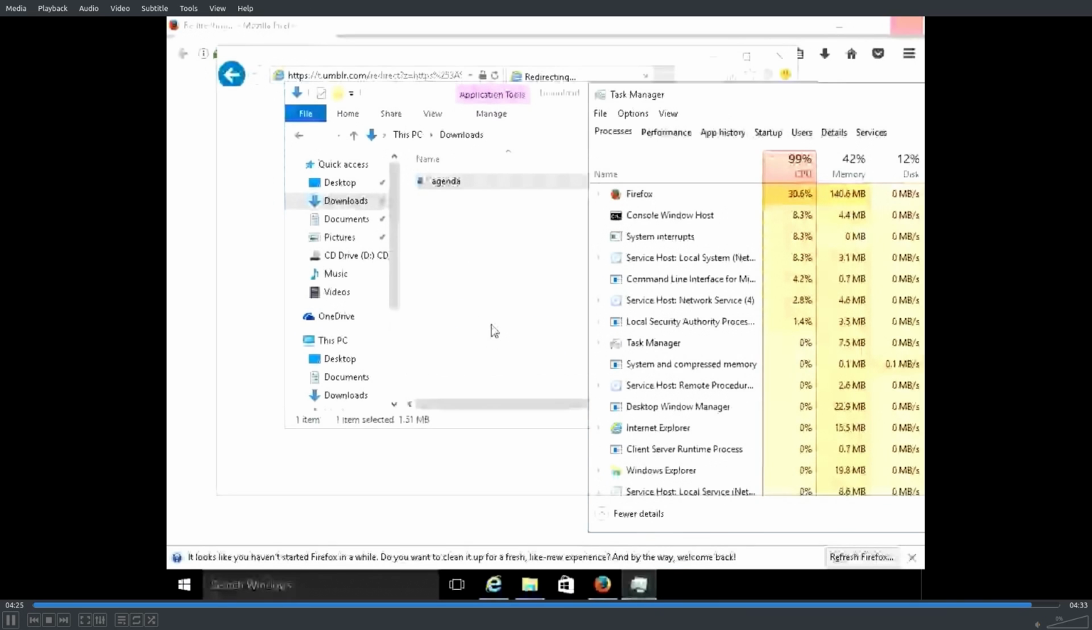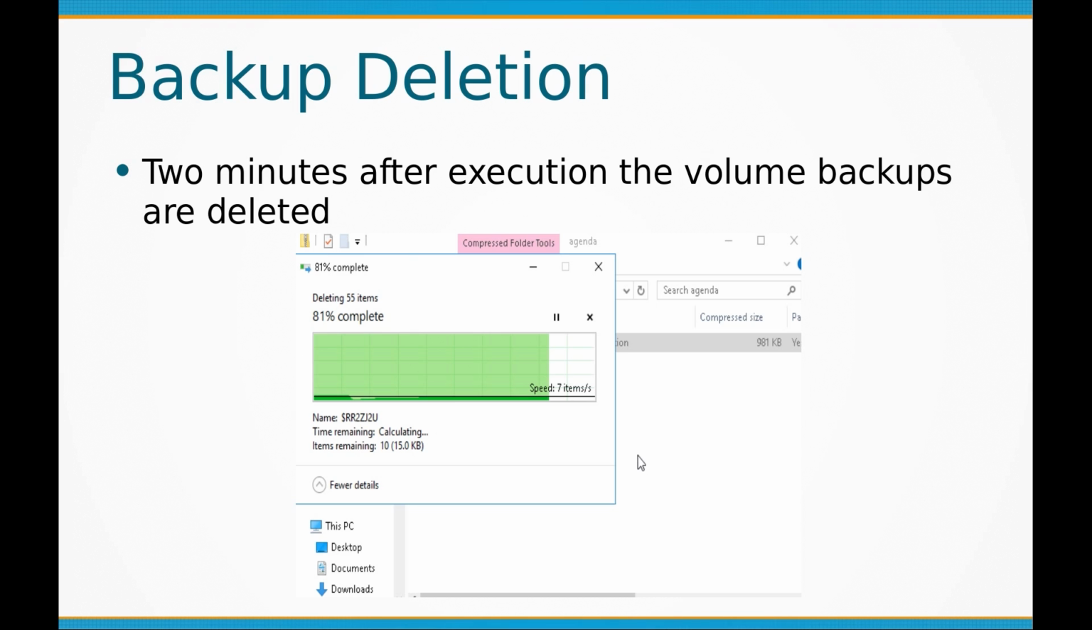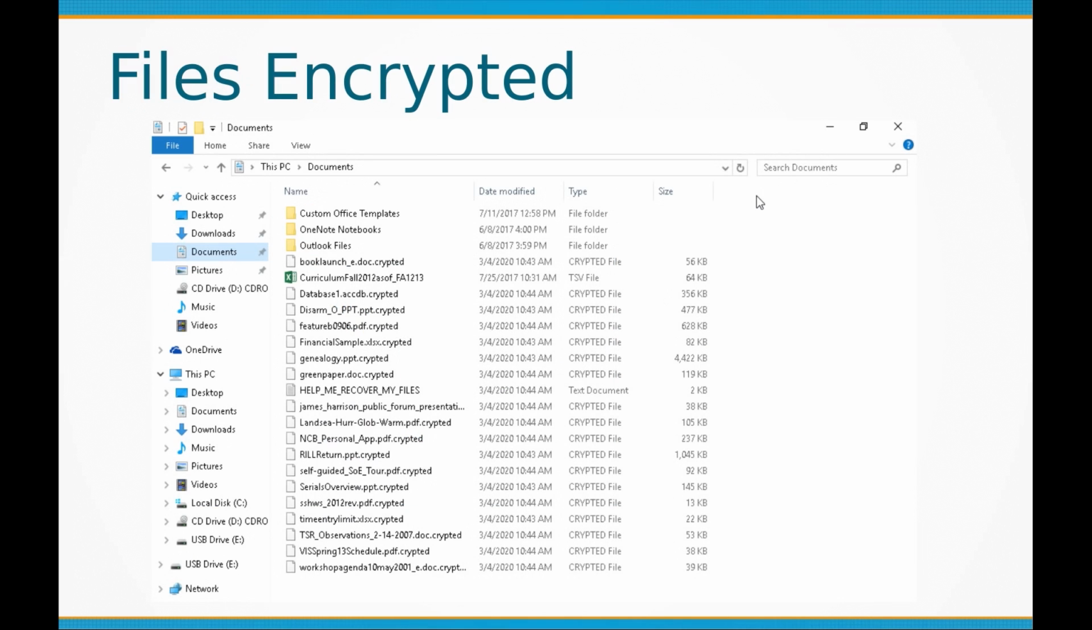My initial run of this malware sample was only 15 minutes long, but there was enough of a fair guess to understand what it was doing. Two minutes after execution, the volume backups are deleted. And after 20 minutes, the files on the hard drive are encrypted. They've all been renamed to this .crypted extension. And there's also a document there that says, help me recover my files.